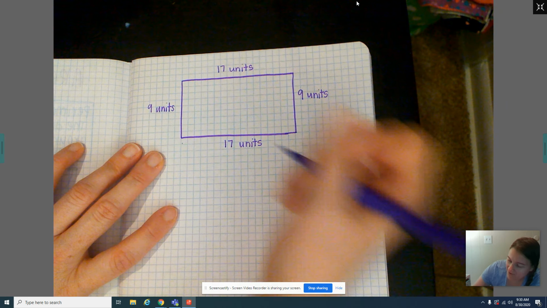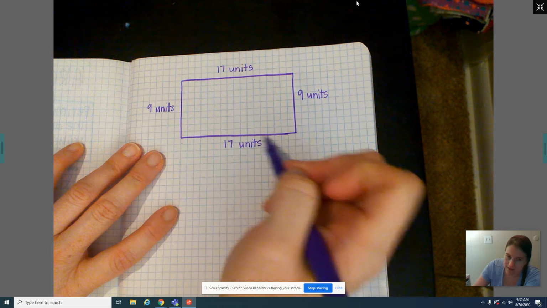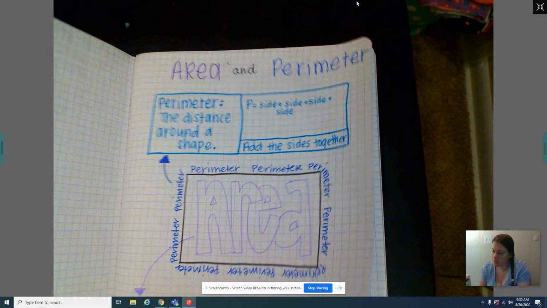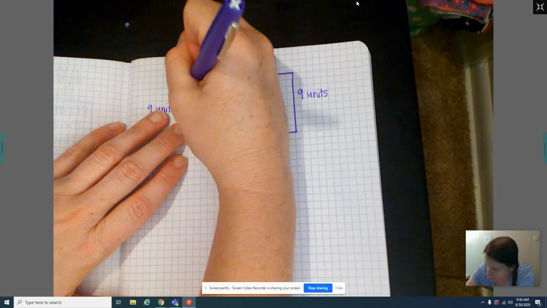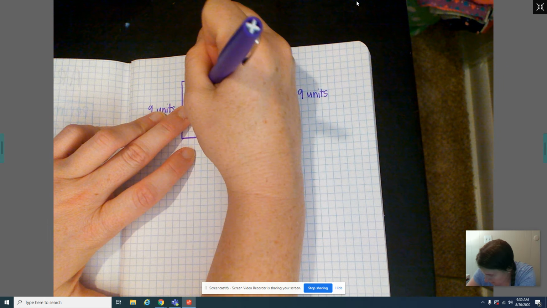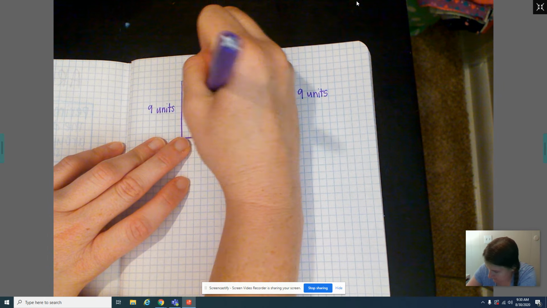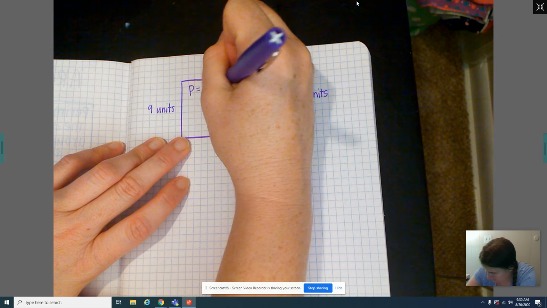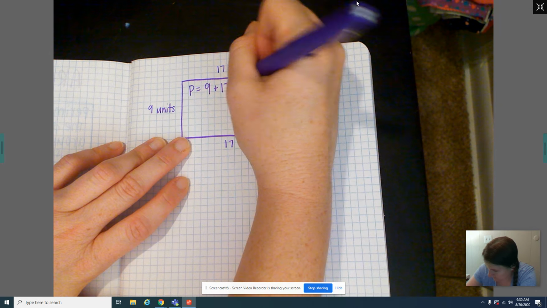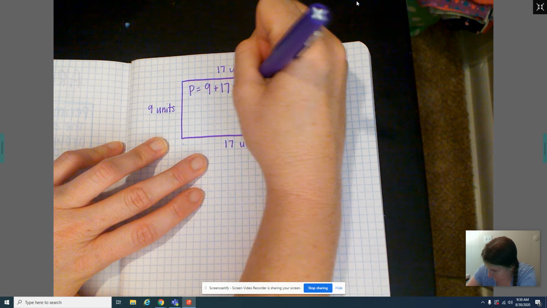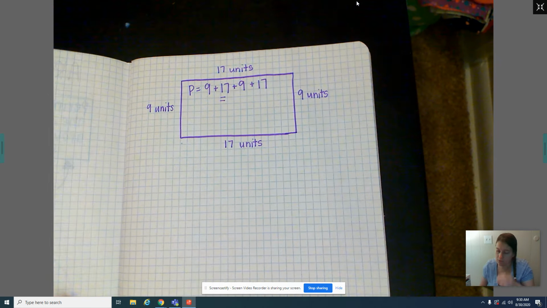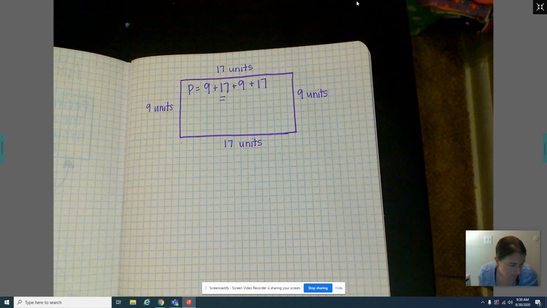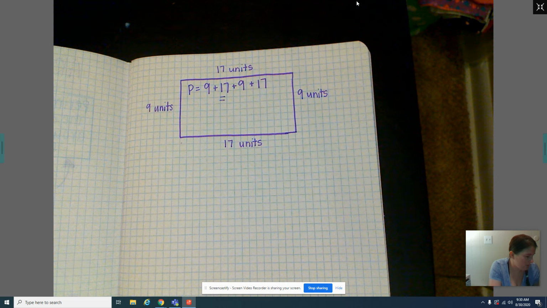All right, so we know that perimeter is going to be the distance around the outside. Okay. If you go back and look at your notes, perimeter is when we're adding all the sides together. Okay. So when I want to find the perimeter, I'll just do 9 plus 17 plus 9 plus 17. Okay. You can use a calculator for that. I don't expect you to do that in your head. But take a second and work that out. Grab a calculator. You can use the calculator on your computer. You can use your phone.